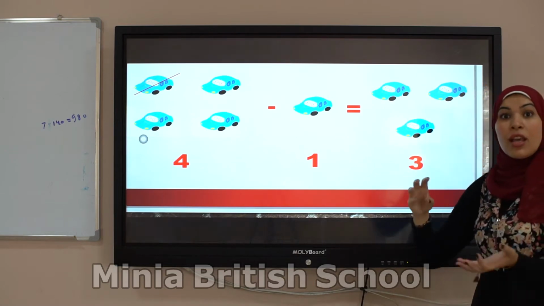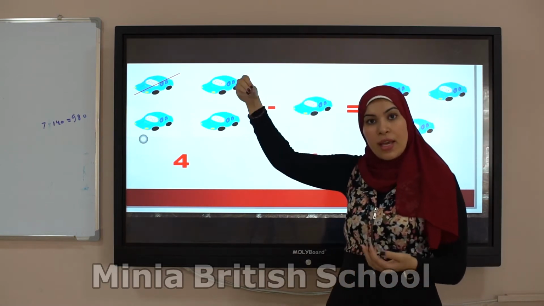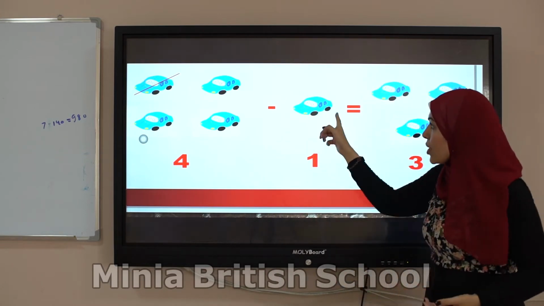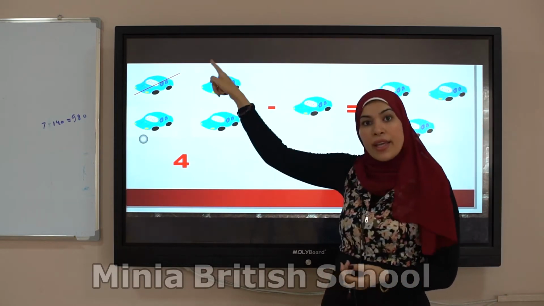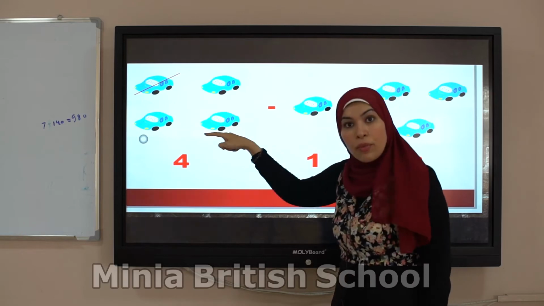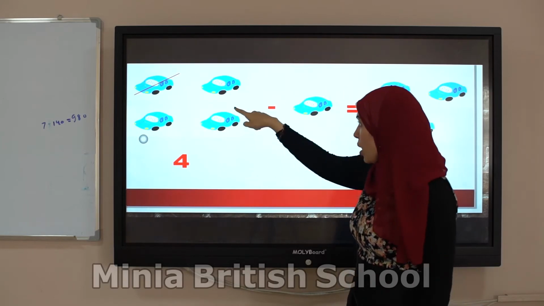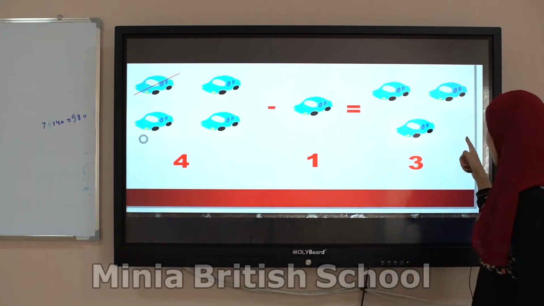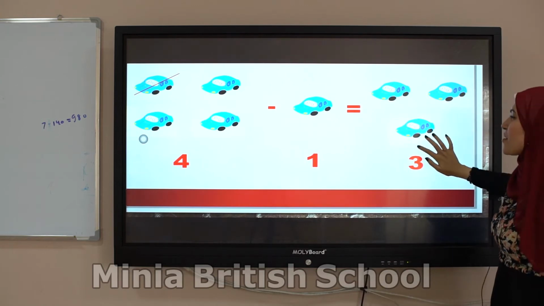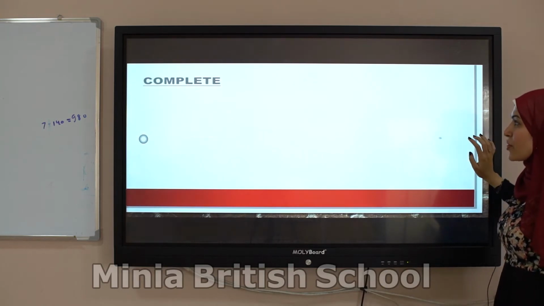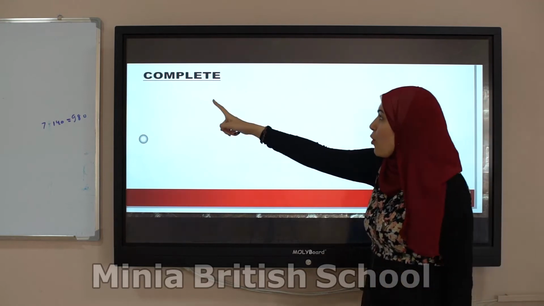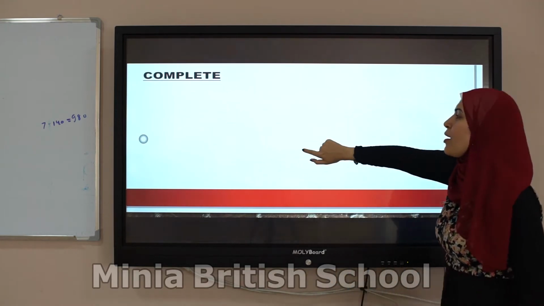So this is right. In subtraction, I take away. If I want to take away a car from these cars, I cancel it and count how many cars are left. 1, 2, 3. And the answer is right. Okay, this is in pictures. Read the title now. Complete.